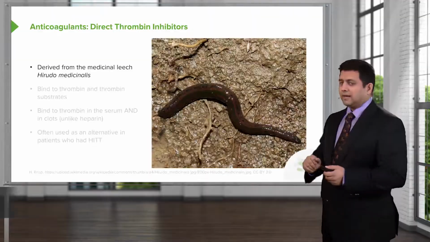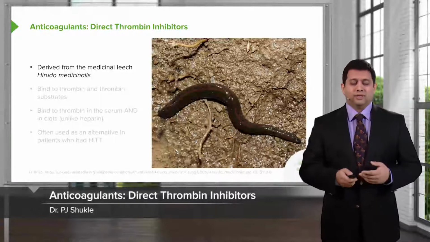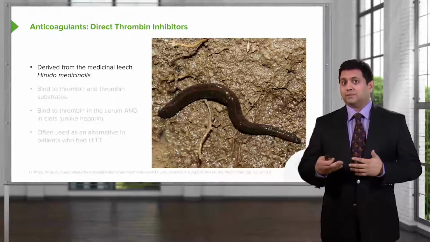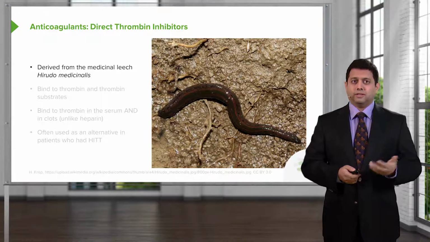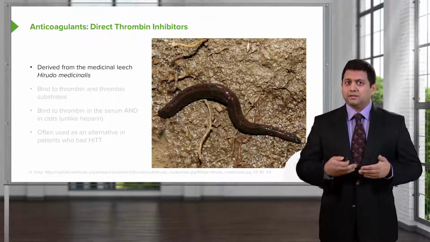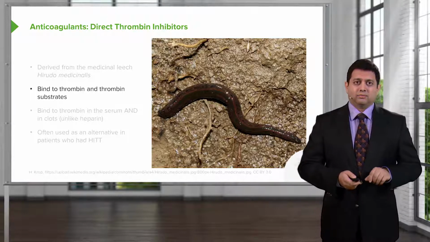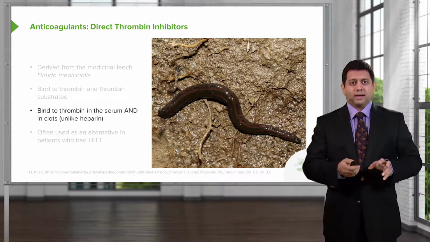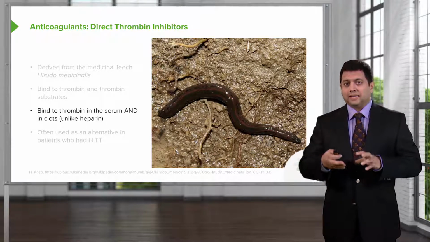Look at this cute little guy. This is the medical leech. The medical leech, its first name is Hirudo, and so not surprisingly, we developed a drug that came from the toxin of the leech called Hirudin. This particular direct thrombin inhibitor binds to thrombin itself and all of the thrombin substrates. And when it binds to the thrombin in the serum, it will cause less clotting.